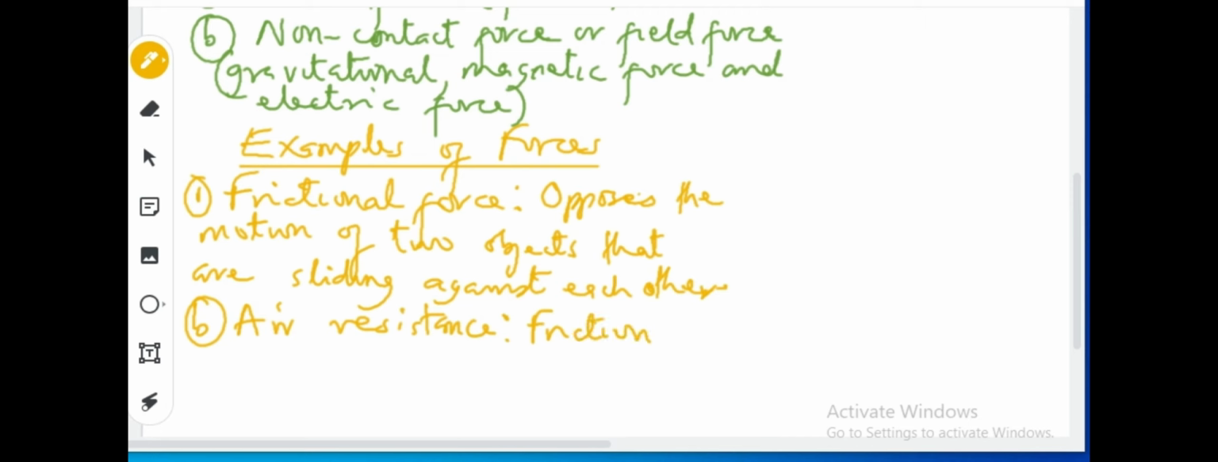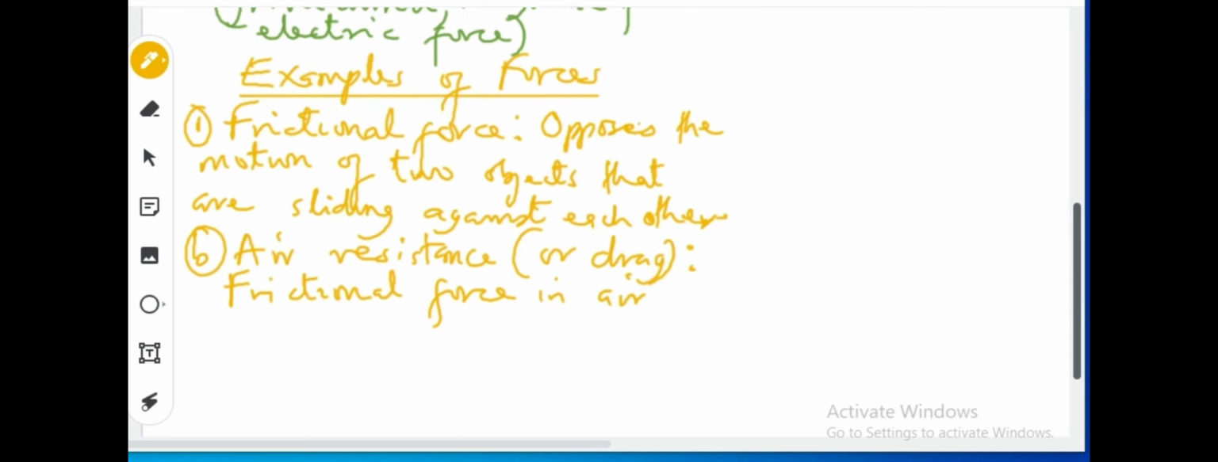Another name for air resistance is drag. Do you know that? So air resistance or drag. Why? Because it's dragging. It opposes the motion of an object that is moving in air. So it's a drag. Air resistance is frictional force in air. We can also talk about water resistance.